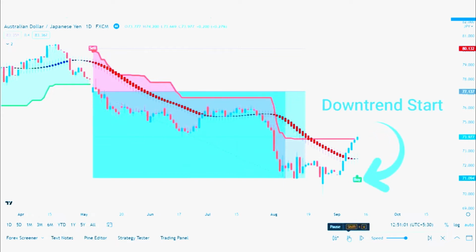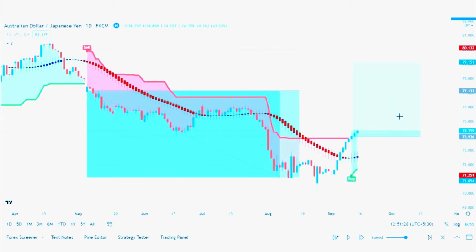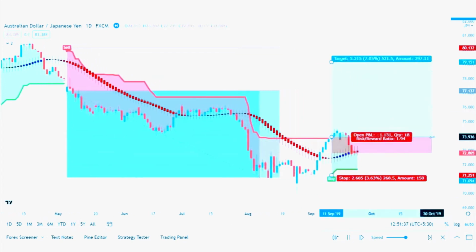When the Supertrend changes into uptrend, the Heikin-Ashi line should be of green color. If this condition is fulfilled, then we will place a buy order. Our stop loss will be placed at the Supertrend line, and our risk to reward ratio is 1:2.